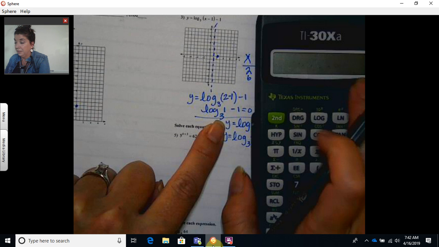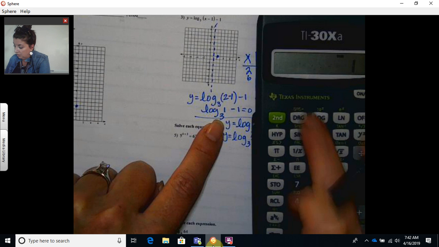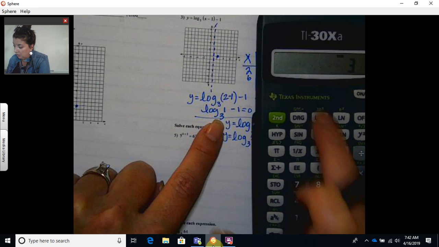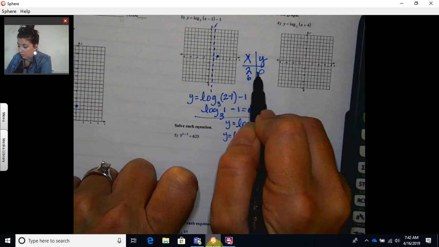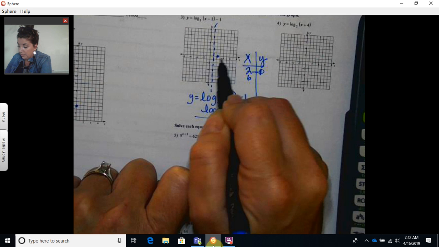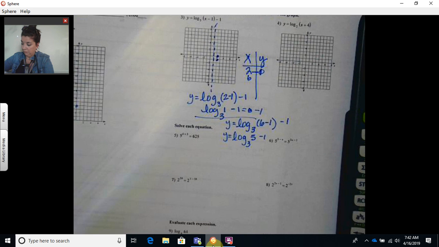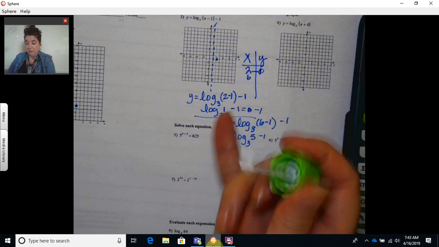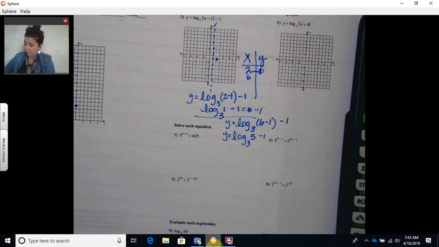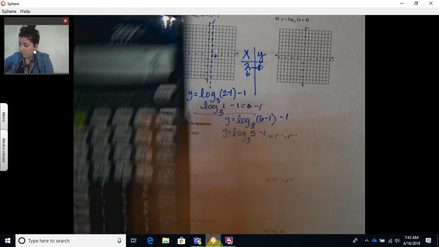Alright, so log of 1 divided by log of 3 equals 0. And 0 minus 1 would be negative 1. So when x is 2, y is negative 1. Too much going on, trying to concentrate. Log of 1 divided by log of 3. Alright, let me try this again.